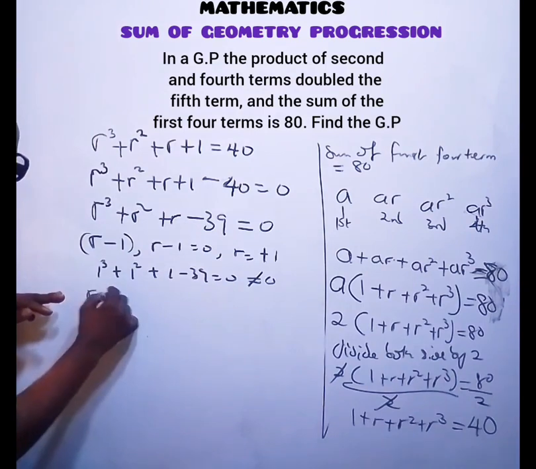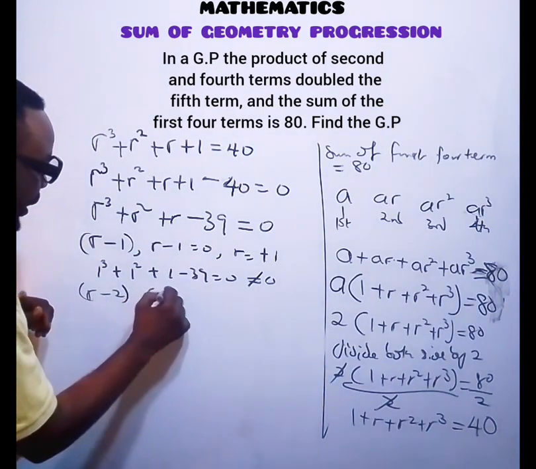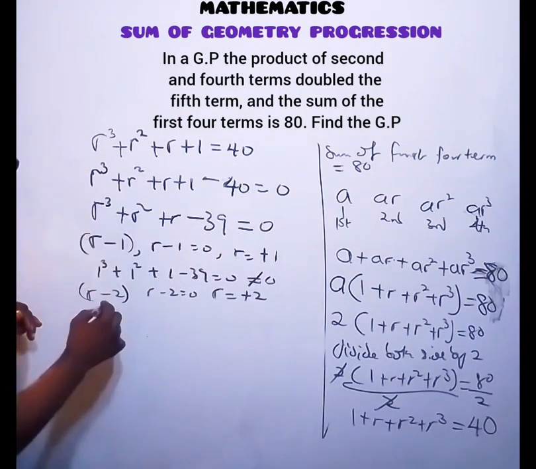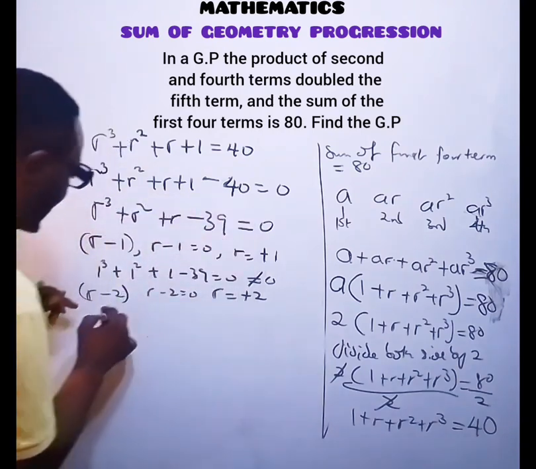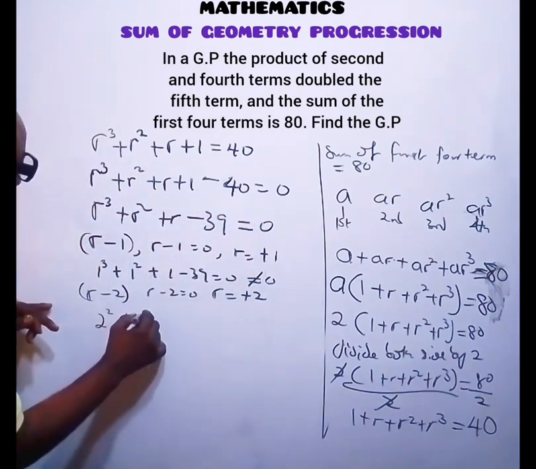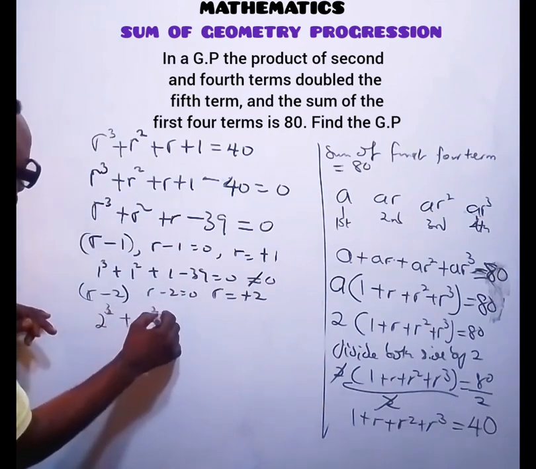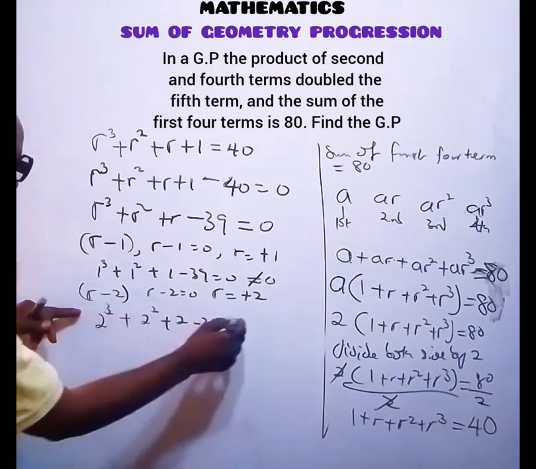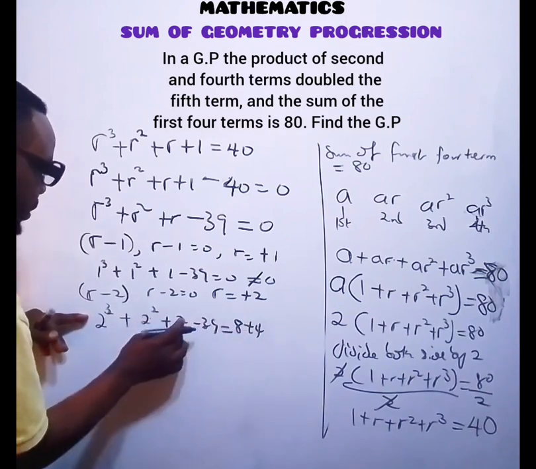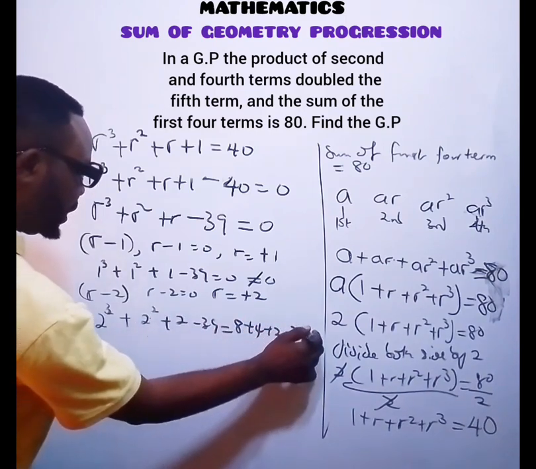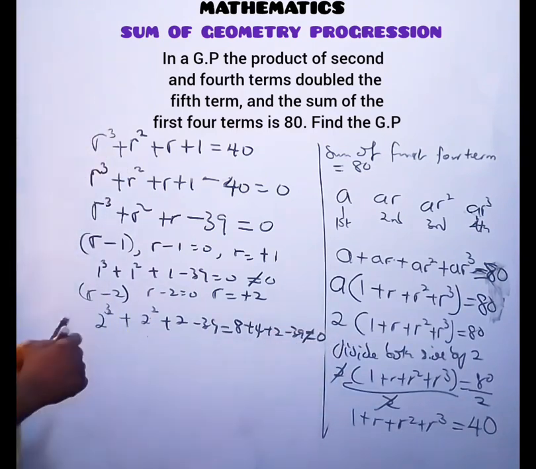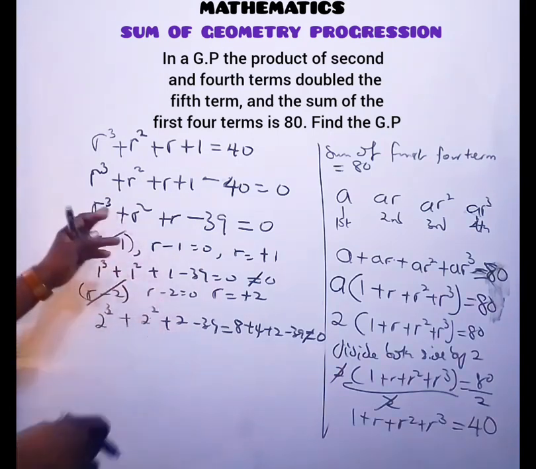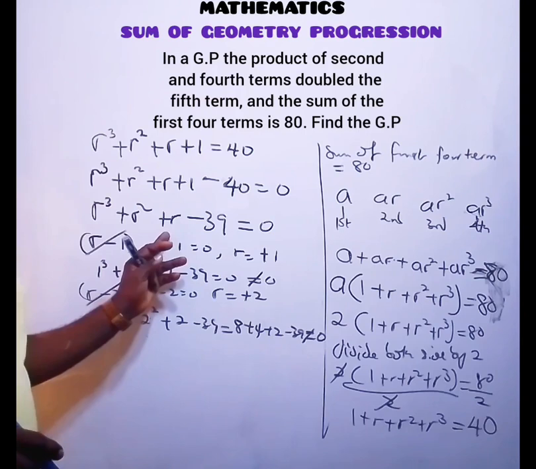Now I make use of r minus 2 here. I say r minus 2 equal to 0, where r will be equal to plus 2. Now I put plus 2 in the position wherever I find r. I have 2 raised to power 3 plus 2 squared plus 2 minus 39. Can it be equal to 0? 2 raised to power 3 is 8, plus 4 plus 2 minus 39 is not equal to 0 as well. So that cannot be used as a factor. It is not a factor of this particular polynomial equation either.